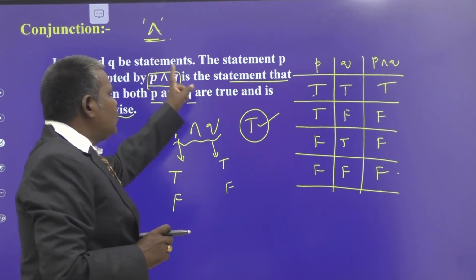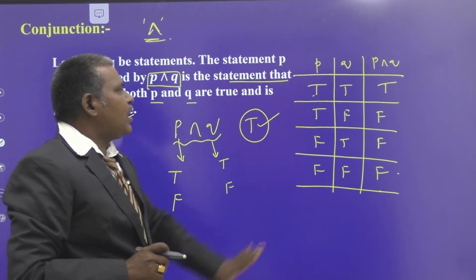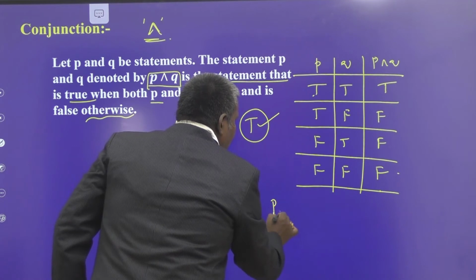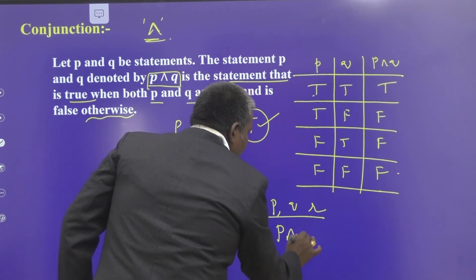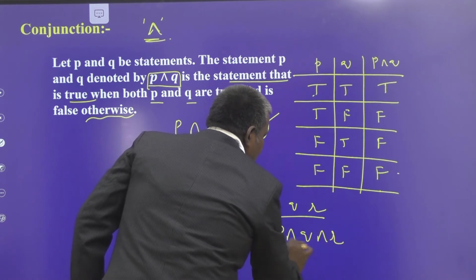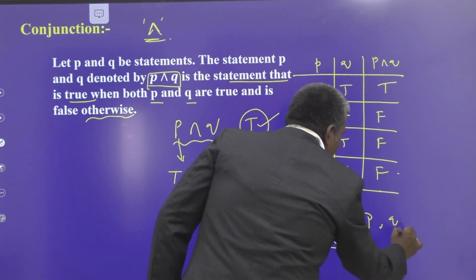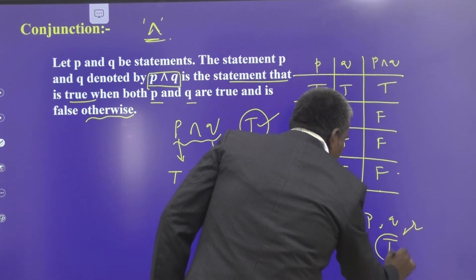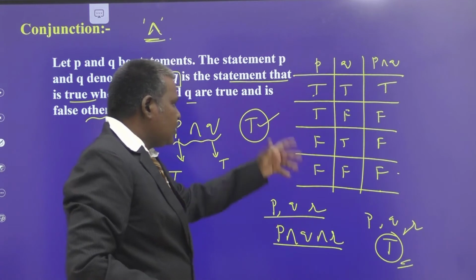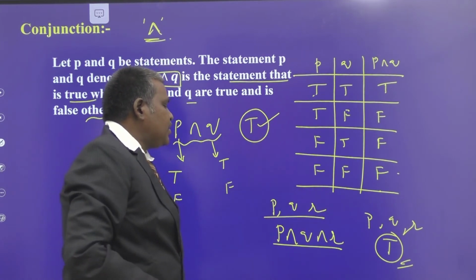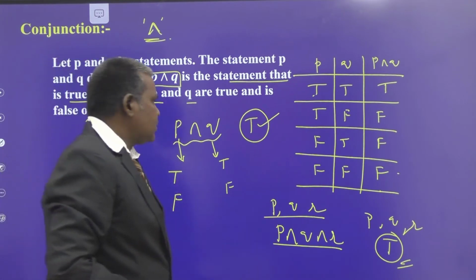P and Q is true if both P and Q are true. Suppose P, Q, R are three statements. P and Q and R is true only when P, Q, R are all true. If the three statements P, Q, R are true, then the statement P and Q and R is true. In other cases, it is false.